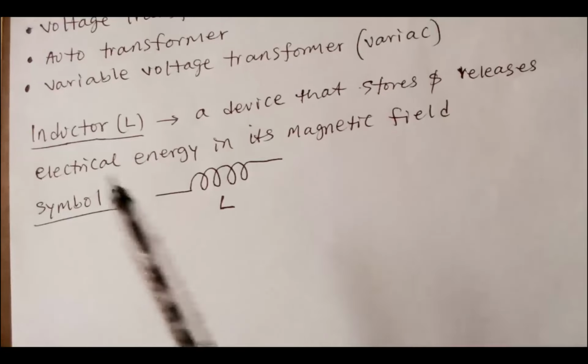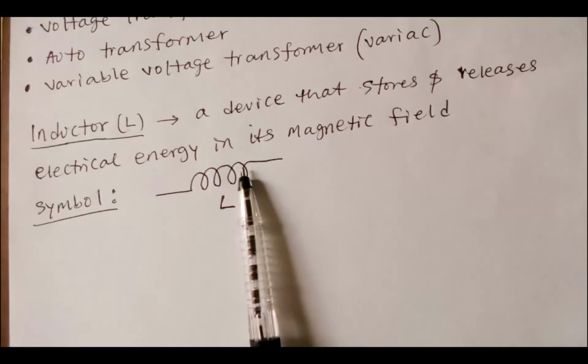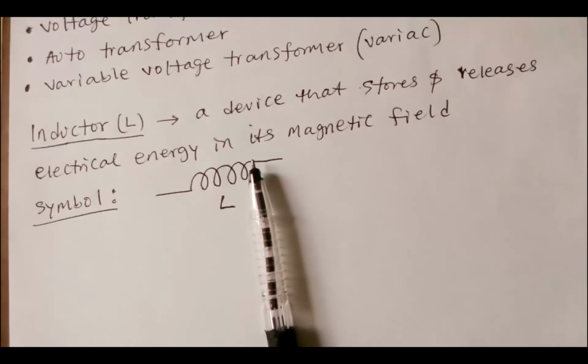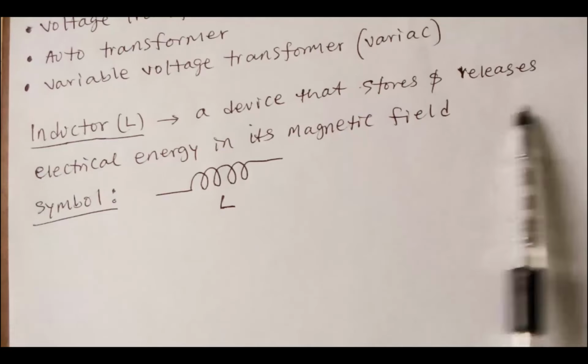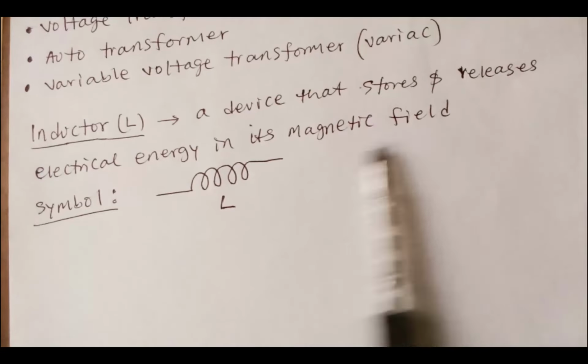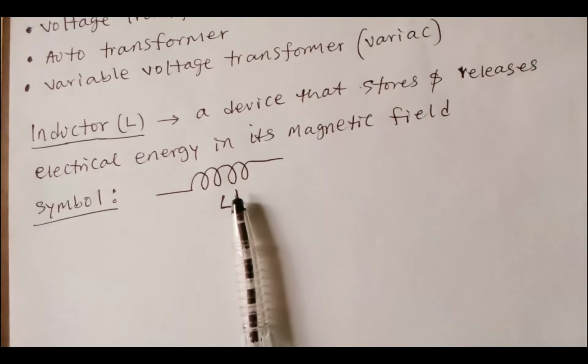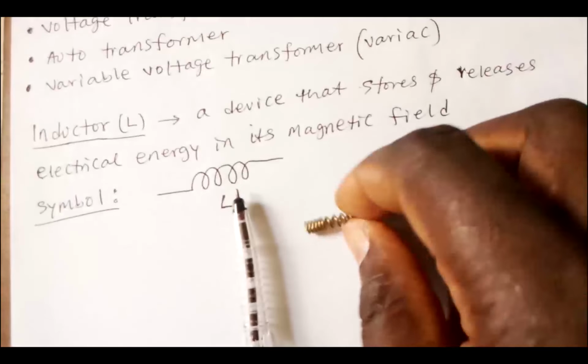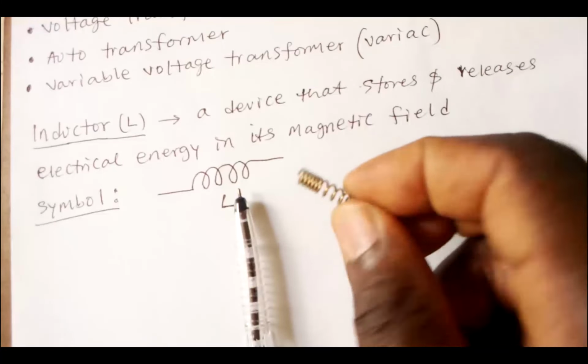Let's look at the inductor. So what is an inductor? An inductor is simply a device that stores and releases electric energy in its magnetic field. So that's an inductor. This is the symbol. Then let's look for an inductor here. Oh, I didn't come with any. We have one here. So these are inductors.